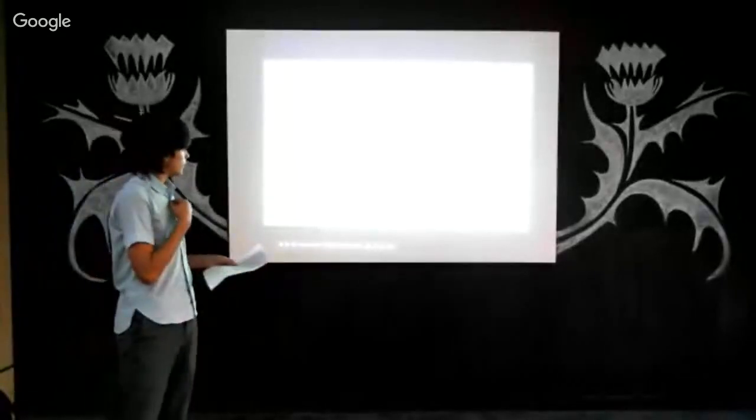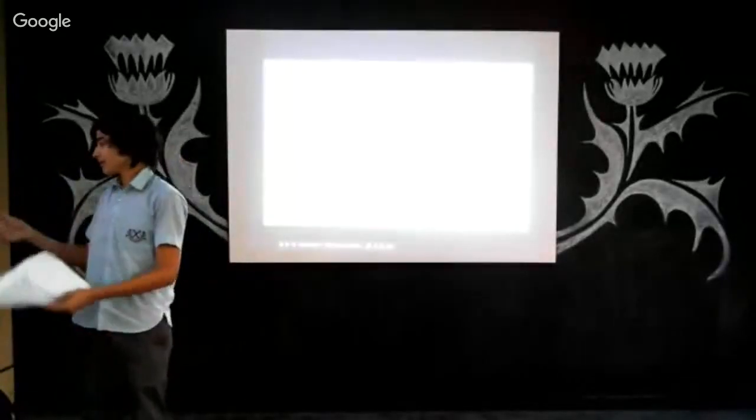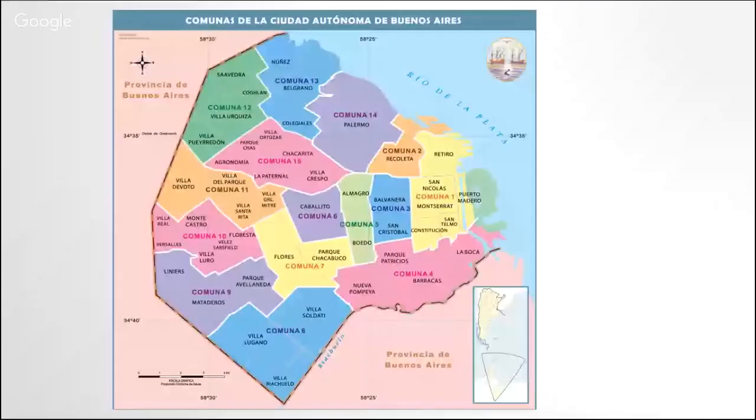Within the city of Buenos Aires, the Bolivians reside mainly in the neighborhoods of Flores, Villa Soldati, Villa Lugano, Liniers, and Nueva Pompeya.